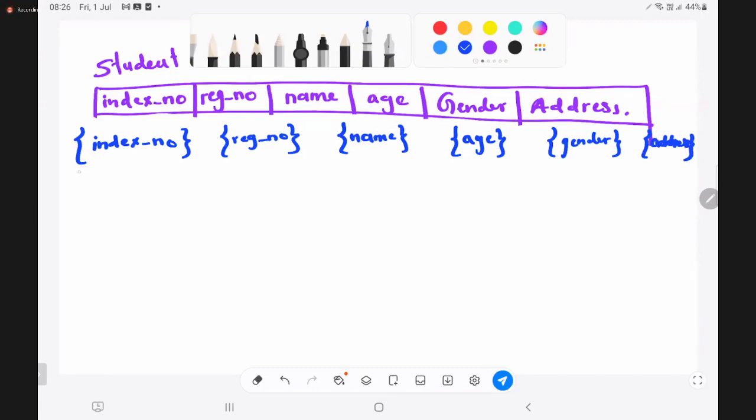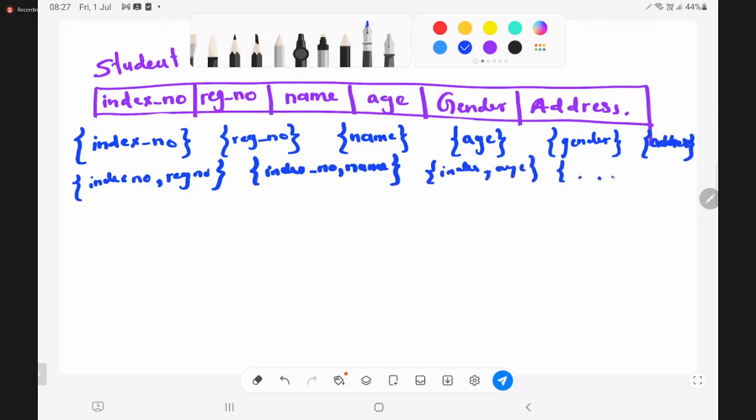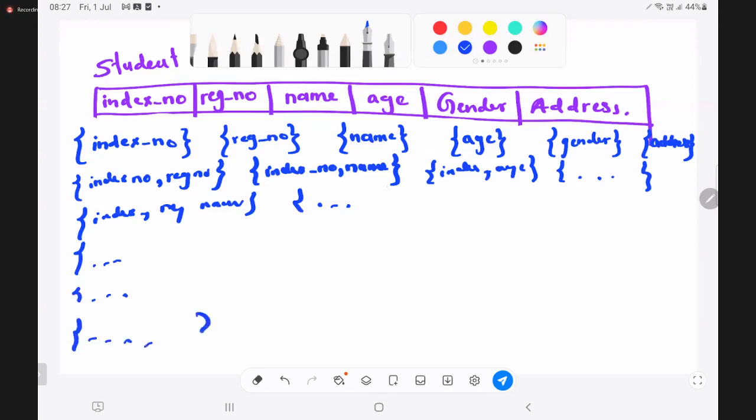Right? And some person will know the index number and the registration number, two together. And some person knows the index number and the name. Some person knows the index number and the age. Take subsets of two each, then three each, like index number, registration number and name, then four, five, and finally six. Likewise, there can be a lot of subsets available here.